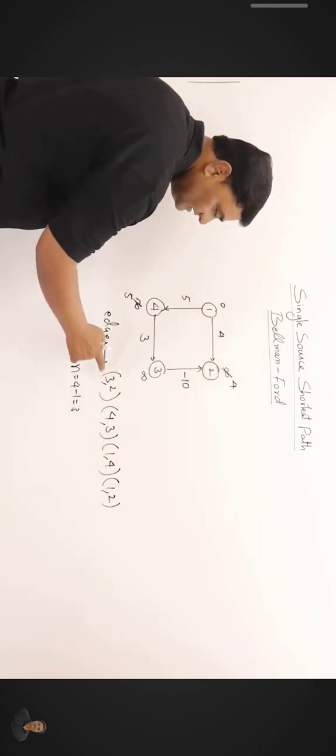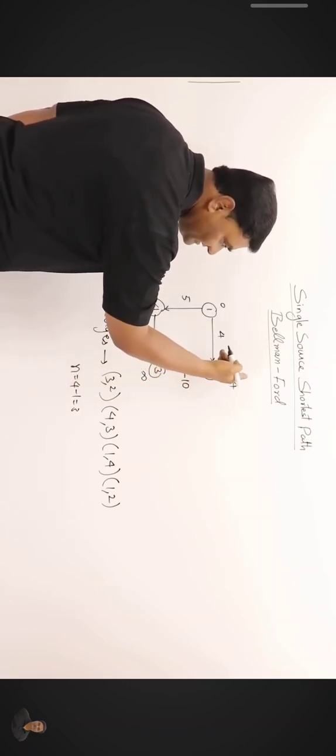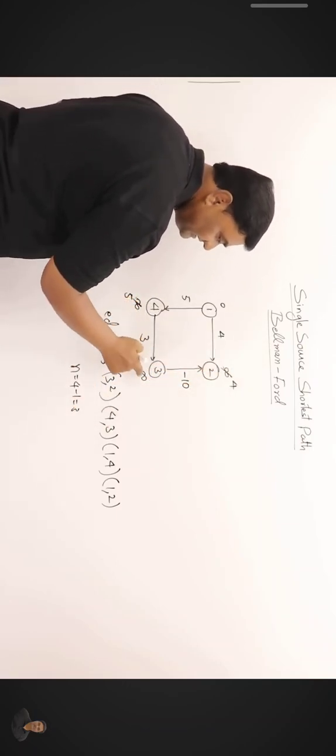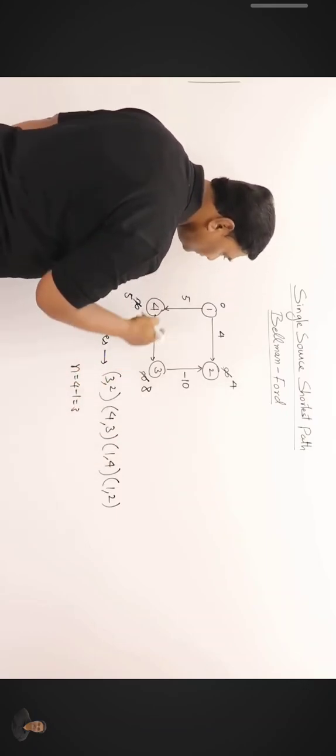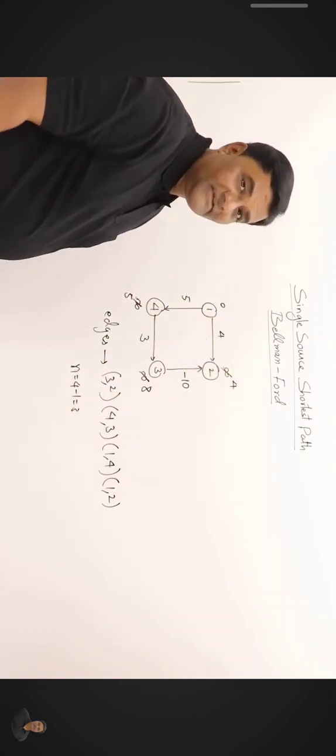Second time, 3, 2: infinity minus 10, that is better than 4. Then 4, 3: 5 plus 3 is 8, this is better than infinity, so make it 8. 1 to 4, 0 plus 5, 5 only. 1 to 2, 0 plus 4, 4 only. 2 times I have completed, one more time I have to complete.